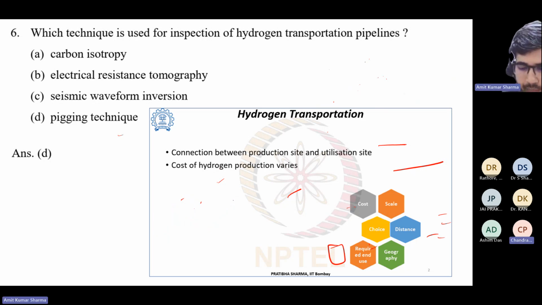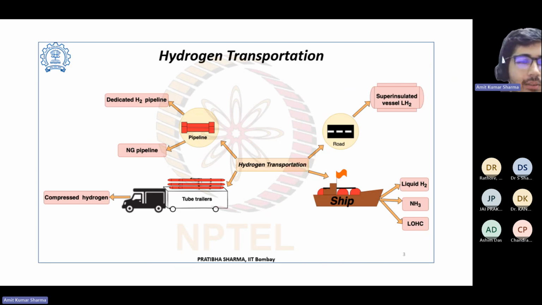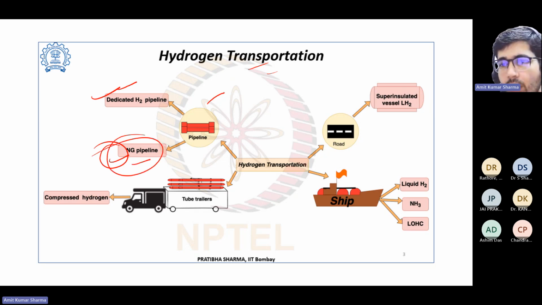Okay. I think we have discussed more than the time required for this question. Let's move further. For transportation, we have so many routes: dedicated hydrogen pipeline or natural gas pipeline. Either you can have a dedicated hydrogen pipeline, or you can use the existing natural gas pipeline. Because all over the world the NG pipeline network is huge, in millions of kilometers, but dedicated hydrogen pipeline is only around 5,000 kilometers. So it's better to use this network.